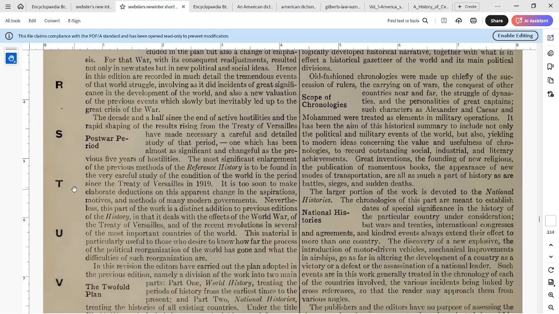It is too soon to make elaborate deduction on this apparent change in the aspirations, motives, and methods of many modern governments. Nevertheless, this part of the work is a distinct addition to previous editions of the history, in that it deals with the effects of the World War, of the Treaty of Versailles, and of the recent revolutions in several of the most important countries in the world. The material is particularly useful to those who desire to know how far the process of the political reorganization of the world has gone and what the difficulties of such reorganization are.